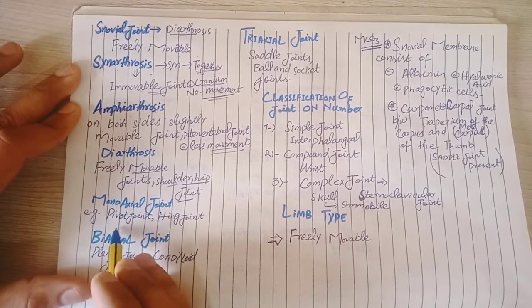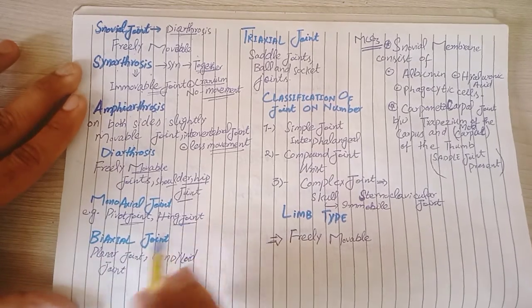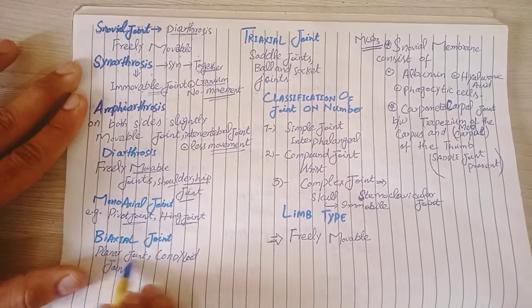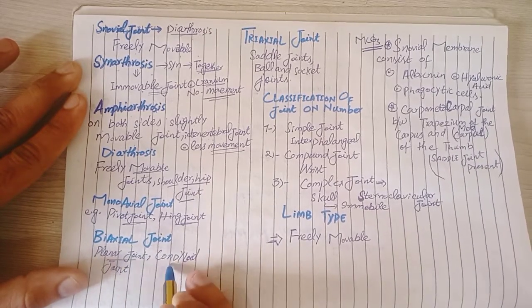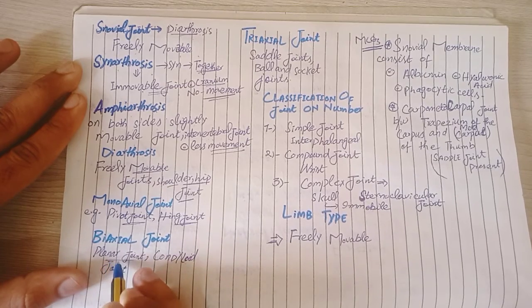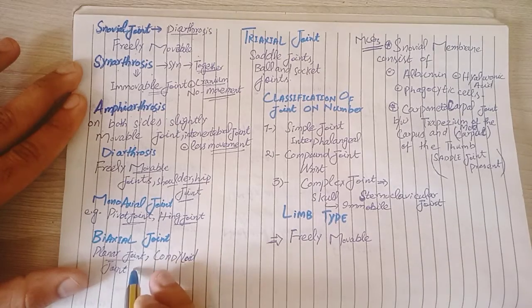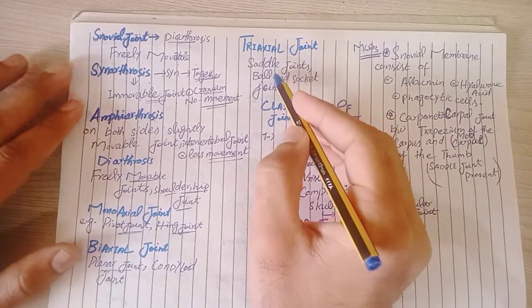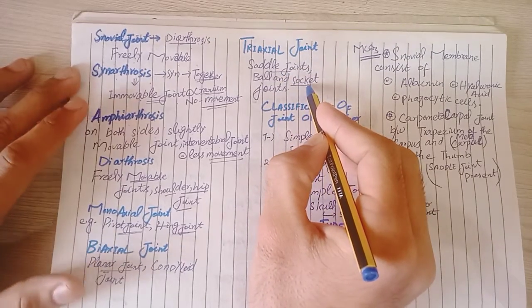Monoaxial joint present in pivot joint, hinge joint. Biaxial joint present in planar joint, also called gliding joint, and condyloid joint. Planar joint is also called gliding joint, in which no angle changes. Triaxial joint present in saddle joints, ball and socket joints.